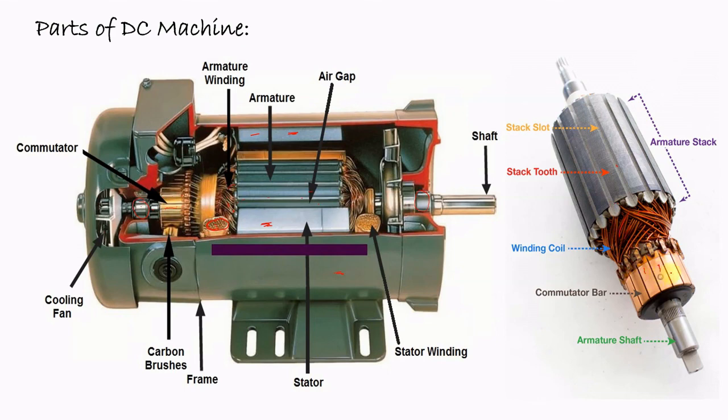So these are the commutator segments, laminated and insulated by mica, and then this is the shaft which is connected with the rotor. So this is the total part of the rotor.